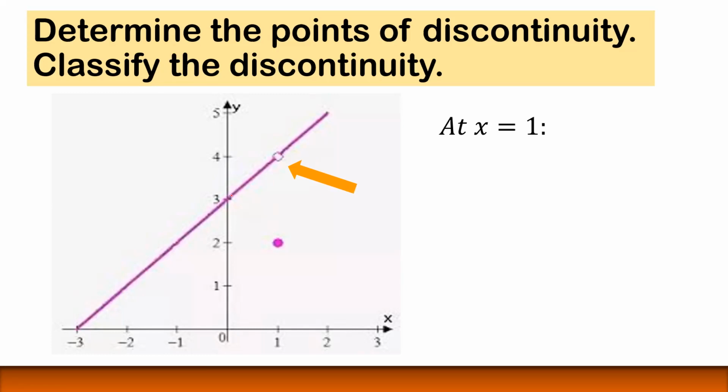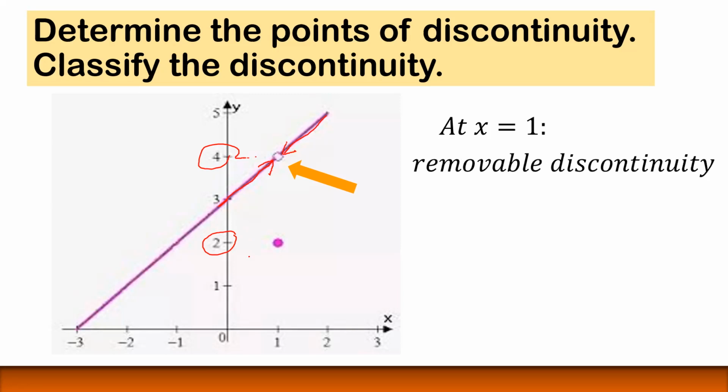But we can see the limit from both sides is equal, because from the left of 1, the graph has this behavior leading towards that hollow point. And from the right of 1, we're going to that same hollow point, where the associated y value is 4. So this is the limit from both sides. But our functional value, f of 1, is equal to 2. So condition 3 is not satisfied, that's why this is a removable discontinuity.